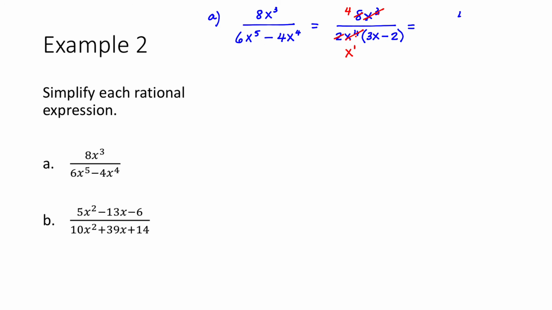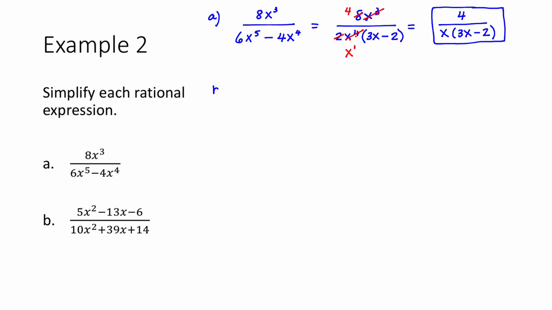So in the numerator I have 4, and in the denominator I have x times 3x minus 2. And I'm going to leave it factored like this. You could multiply that back out if you wanted to. There's not really any advantage to doing that, because if we were going to do more with this, I'd probably want it in factored form. So I'm just going to leave it like that.